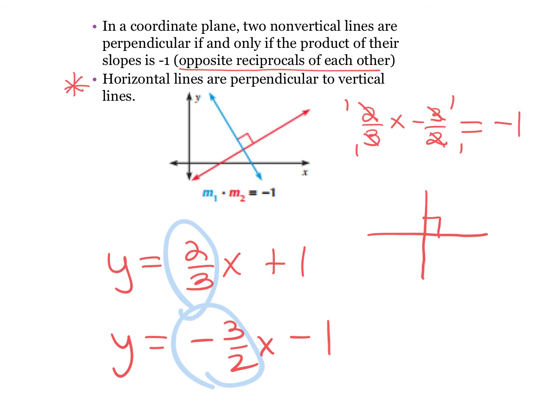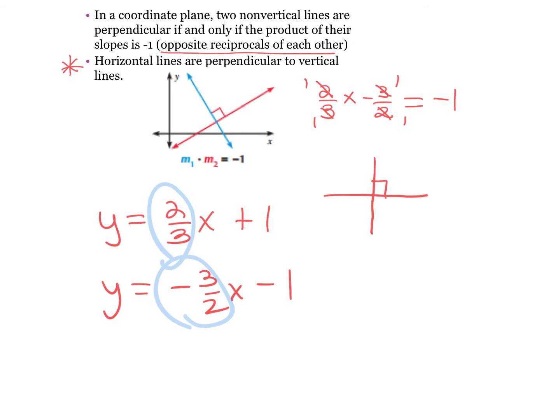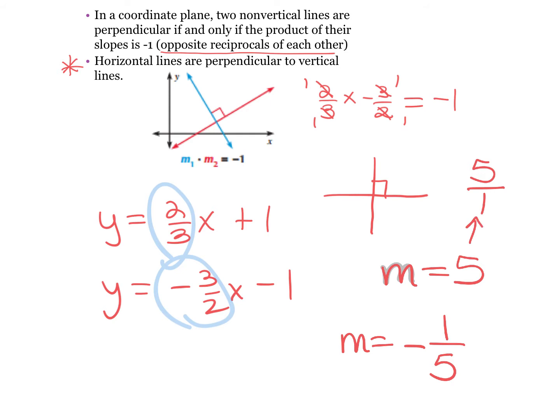If your equation, or if your slope, let's say you calculated the slope, and let's say you got the slope to be 5. Opposite reciprocal to 5 would be negative 1/5, and then you flip the sign. So when it's a whole number, remember you can turn a whole number into a fraction by adding a 1, and then when you flip it upside down, then it becomes 1/5.